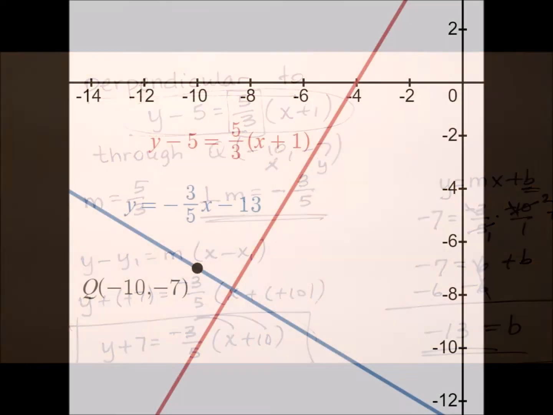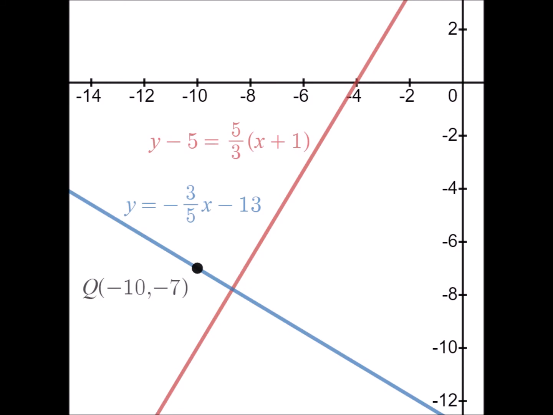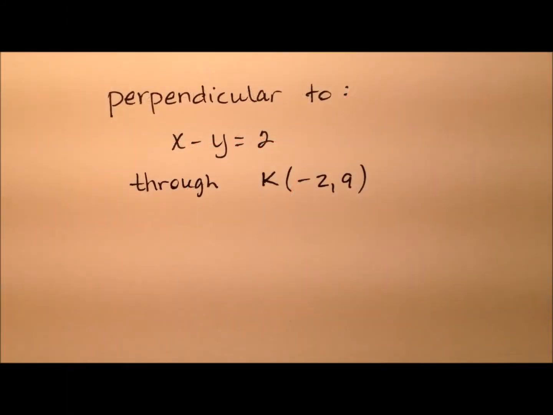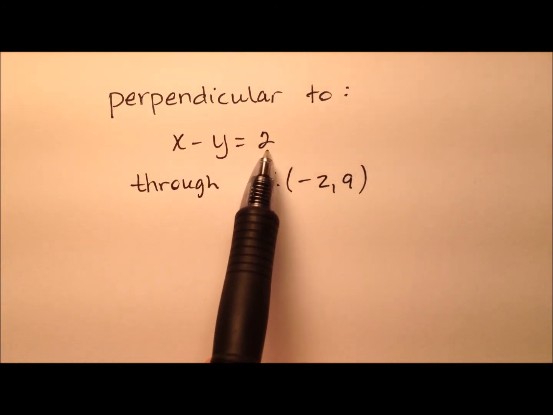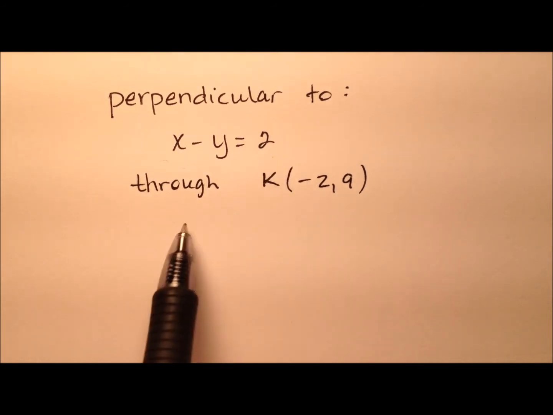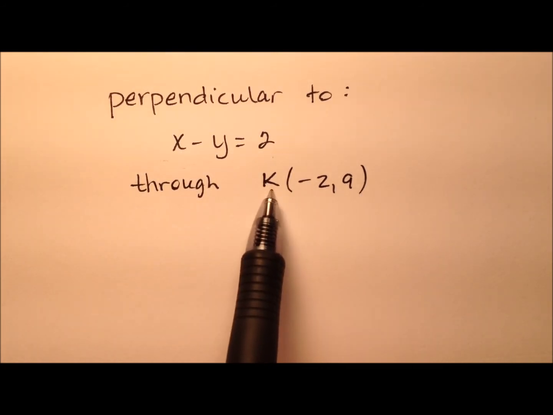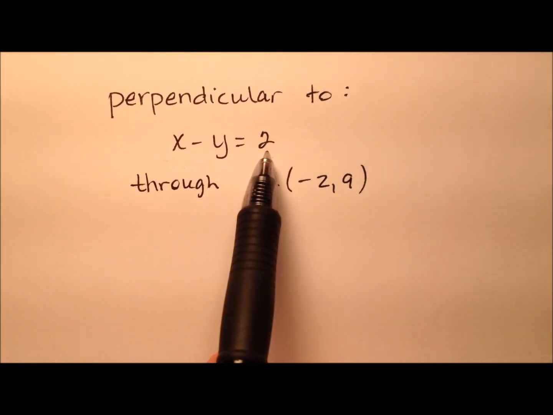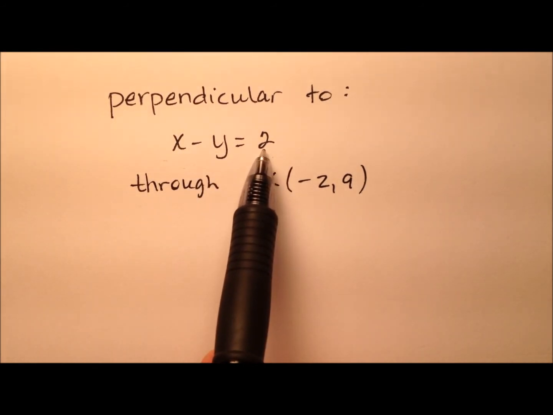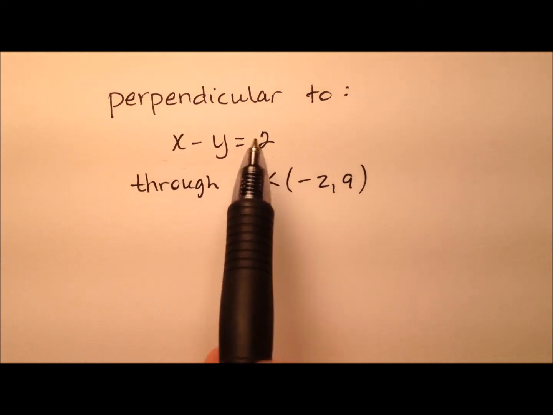In this third example, we're going to write the equation of a line that's perpendicular to x minus y equals 2, which is written in standard form. Our new line is going to pass through point K, which is negative 2, 9. Since this is in standard form, I don't know what the slope is right off, so I'm going to have to put it in some other form so I can get the slope.